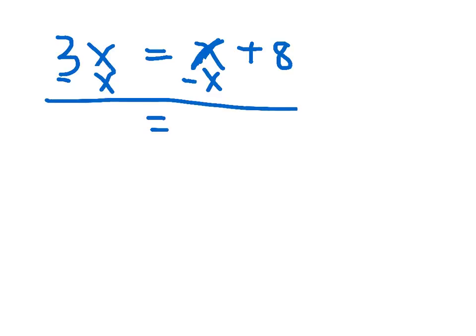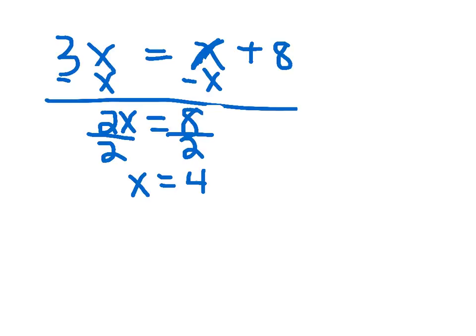I always have to bring my equal sign straight down. This means that 2x is equal to 8. Oops, 2x is equal to plain old 8. And what that means is when I divide both sides by 2, I find out that x is equal to 4. That leads me to the 2 big ideas, really, these 2 steps.